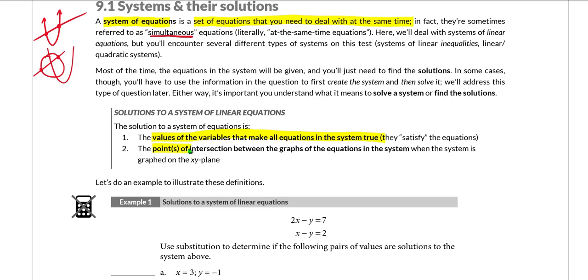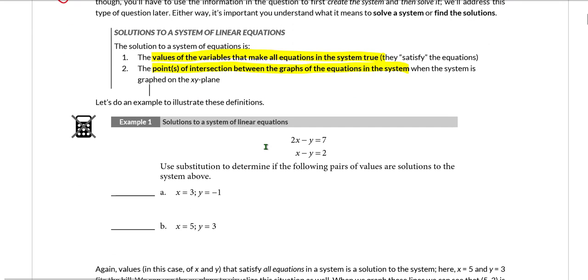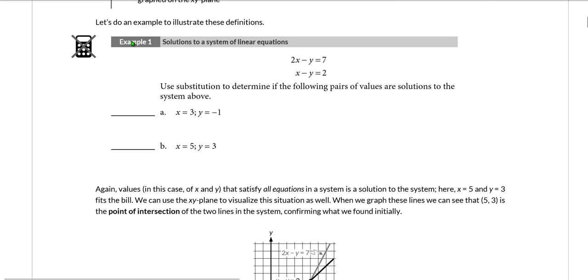The other definition is, if we're talking about the XY plane, when we talk about the solutions to a system of linear equations, we are talking about any points of intersection between the two lines. We're going to take a look at a couple of examples right now that will illustrate these definitions.